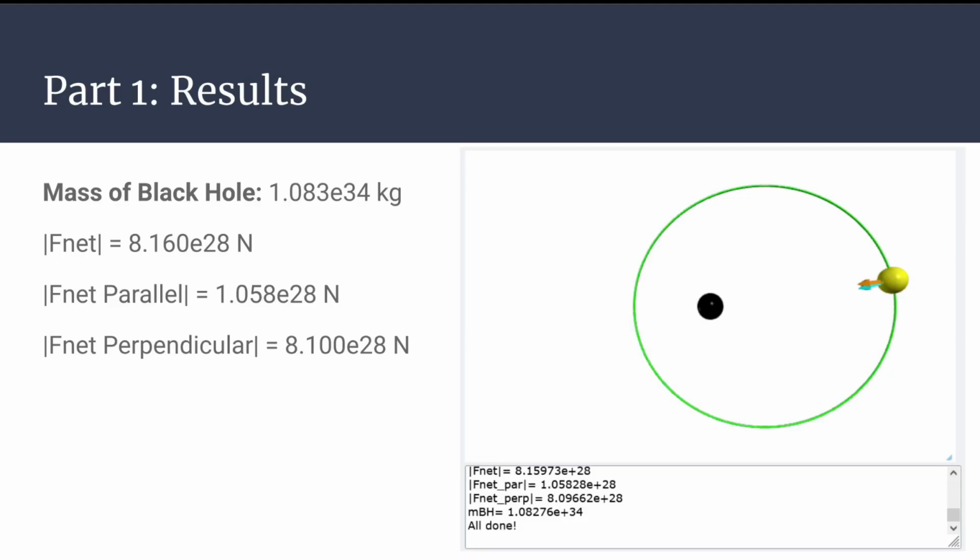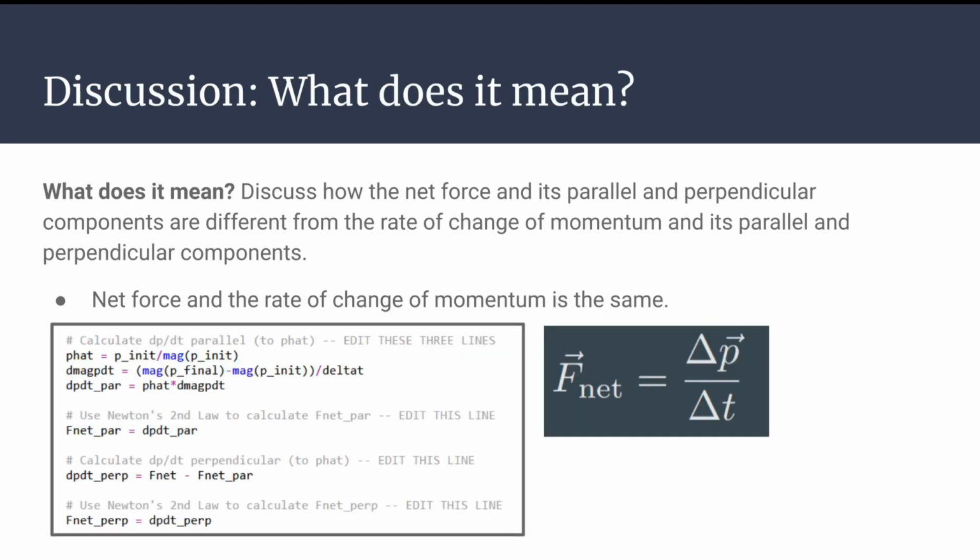In our results for part 1, the mass of the black hole is found to be 1.083 times 10 to the 34 kilograms. I've also listed the magnitudes of Fnet, Fnet parallel, and Fnet perpendicular that we got from the code. Now for our discussion question for part 1.